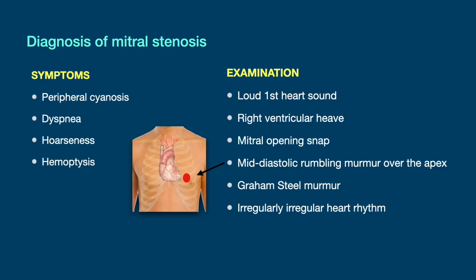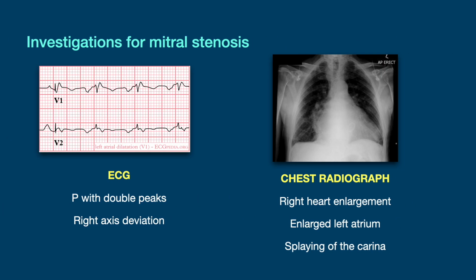During auscultation, a loud first heart sound as well as a split second heart sound and a mitral opening snap can be heard. A mid-diastolic rumbling murmur can be best heard over the cardiac apex. A sign of reactive pulmonary regurgitation, which is the Graham-Steell murmur, can be heard. An ECG may show a P wave with double peaks as well as a right ventricular hypertrophy mark and a right axis deviation. A radiograph may also show a right heart enlargement as well as an enlarged left atrium and mitral configuration.